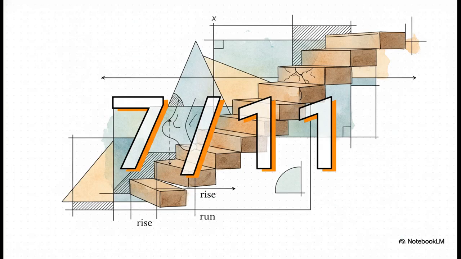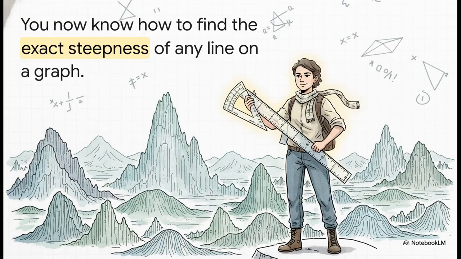So a standard staircase has a slope, a rise over run, of 7 inches over 11 inches. If a builder messes that up, even on one step, that's the step everyone trips on. It's a perfect real-world example of why slope is so important. And that's really the big takeaway here. You came in knowing what steep felt like, but now you actually have a precise mathematical tool to calculate the exact steepness of any straight line you see on a graph.